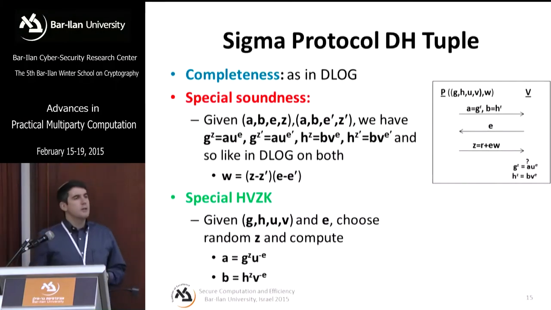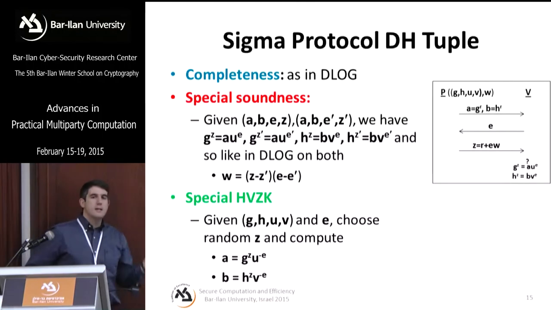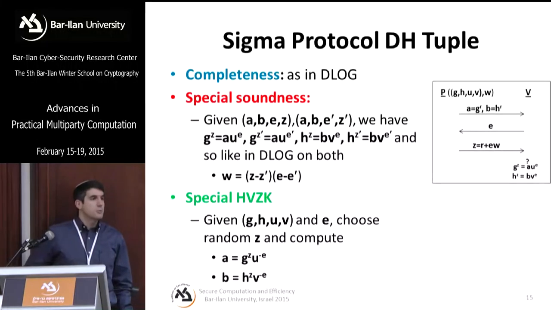Likewise, it's also special honest verifier zero knowledge, because you can just compute, again in the reverse order, if you're given E, you can just choose a random Z and do A equals G to the Z times U to the minus E, and B, which is H to the Z times V to the minus E, and everything goes through. So this is very, very powerful, and I'll show you later on some examples of really non-trivial statements that you can prove using this proof system.